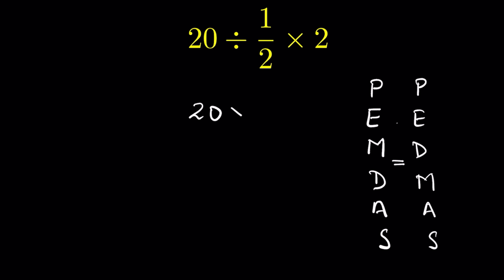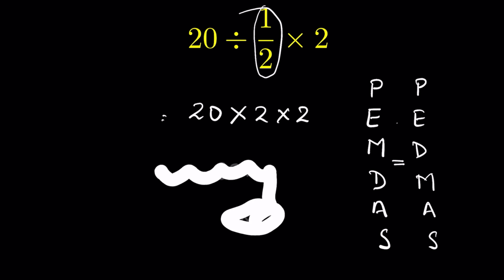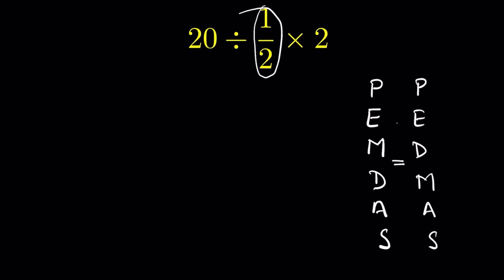Division gets converted into multiplication, and then the number after that gets inverted. So 1 upon 2 becomes 2, then times 2. That means 20 times 2 is 40 and 40 times 2 is 80. 80 will be the answer and not 20. Now there cannot be two answers for the same question. Why are we getting two different answers?